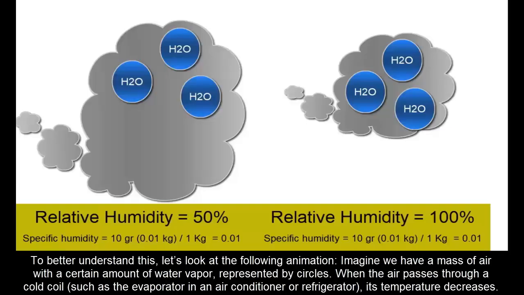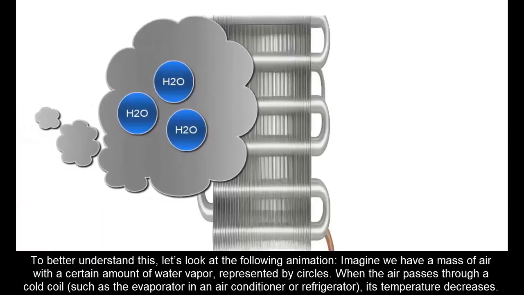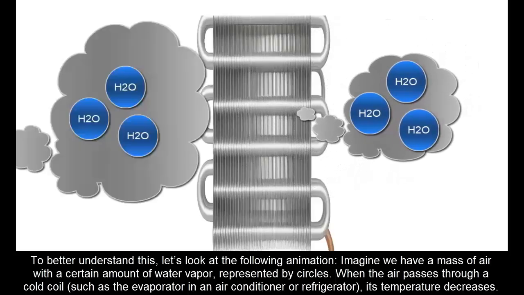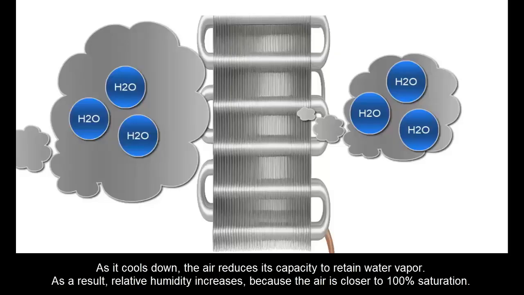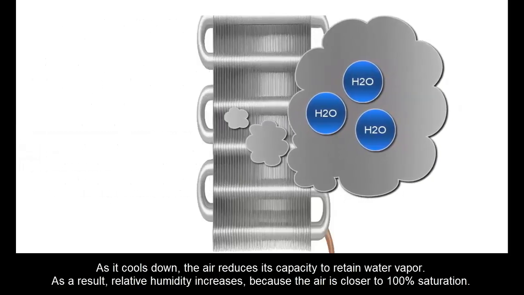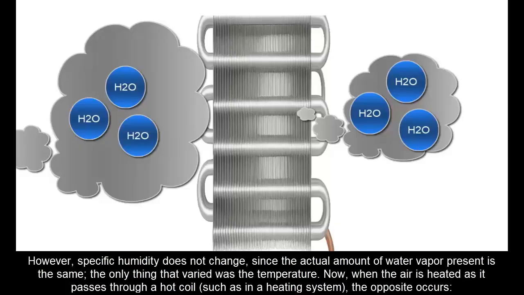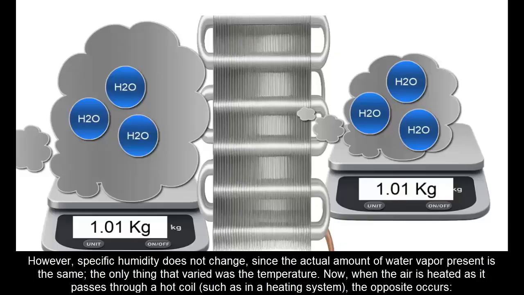To better understand this, let's look at the following animation. Imagine we have a mass of air with a certain amount of water vapor represented by circles. When the air passes through a cold coil, such as the evaporator in an air conditioner or refrigerator, its temperature decreases. As it cools down, the air reduces its capacity to retain water vapor. As a result, relative humidity increases because the air is closer to 100% saturation. However, specific humidity does not change since the actual amount of water vapor present is the same. The only thing that varied was the temperature.